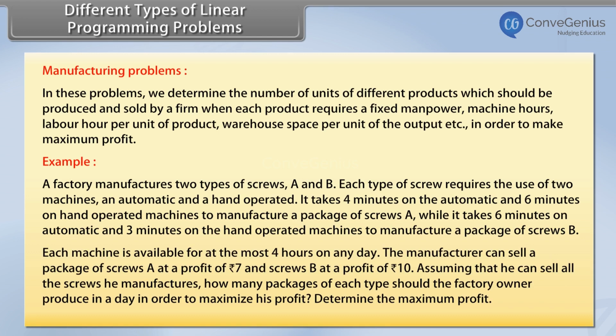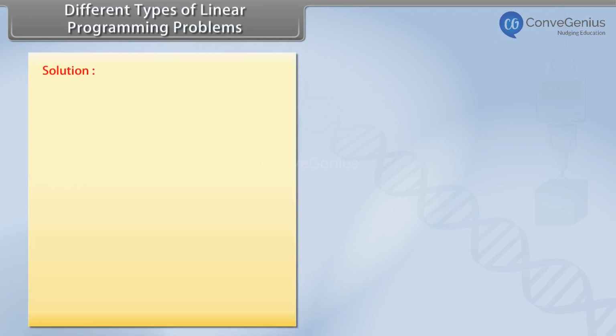The manufacturer can sell a package of screws A at a profit of Rs 7 and screws B at a profit of Rs 10. Assuming that he can sell all the screws he manufactures, how many packages of each type should the factory owner produce in a day in order to maximize his profit? Determine the maximum profit. Solution.